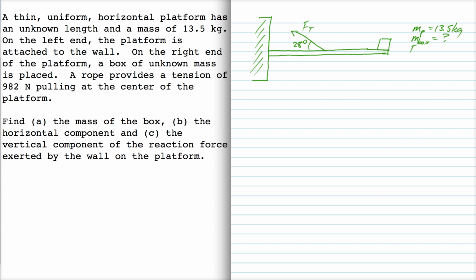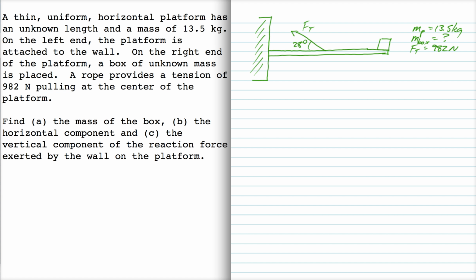We're told that the tension force in this rope is 982 newtons. The rope is connected to the center of the platform, and makes an angle of 28 degrees with the horizontal. Alright, so we want to find the mass of the box, and we want to find the horizontal and vertical components of the reaction forces.